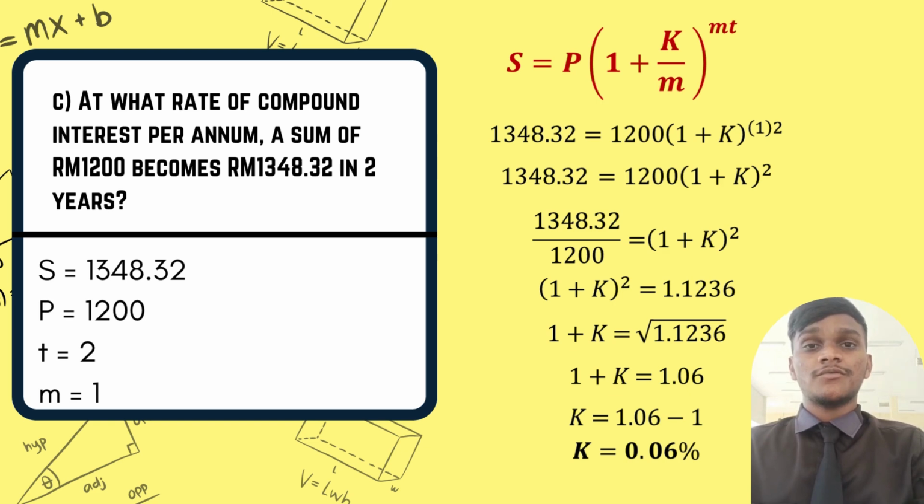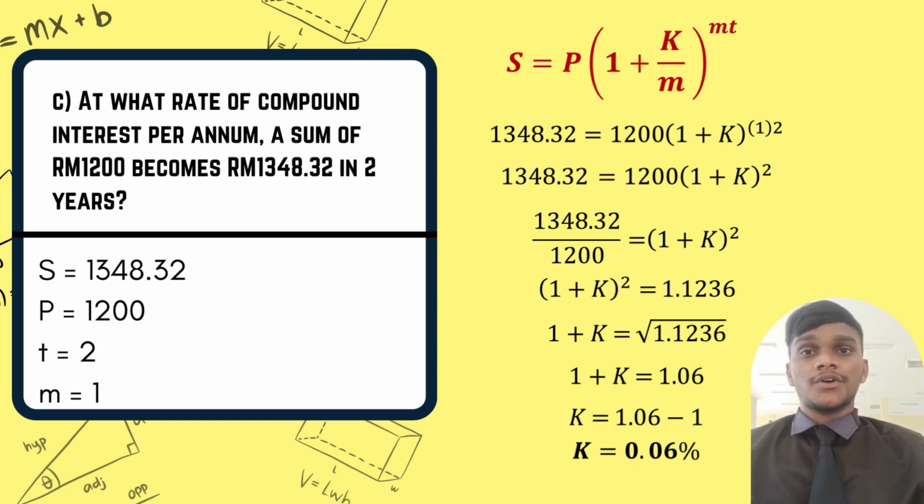To find the rate of compound interest per annum that causes a sum of 1,200 to grow to 1,348.32 in 2 years, we use the compound interest formula sum equals principal times (1 plus rate divided by compound) to the power of (compound times time). In this case, the final amount of sum is 1348.32. The principal is 1200. The time is 2 years, and since the interest is compounded annually, compound equals 1.